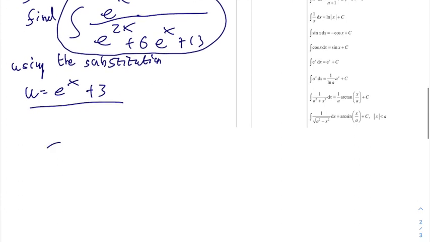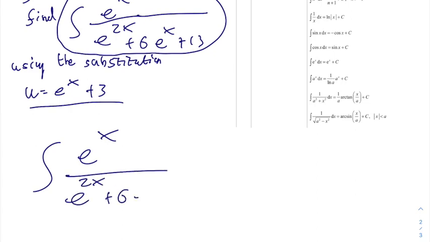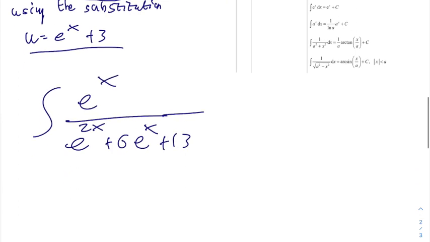Okay, so now let's first take a look at the function: e to the power of x divided by e to the power of 2x plus 6e^x plus 13. By looking at the function, we can see that the denominator sort of looks like a quadratic equation. Maybe I could rewrite this in another way so that I can use the substitution that I've been given, u equals e to the power of x plus 3.